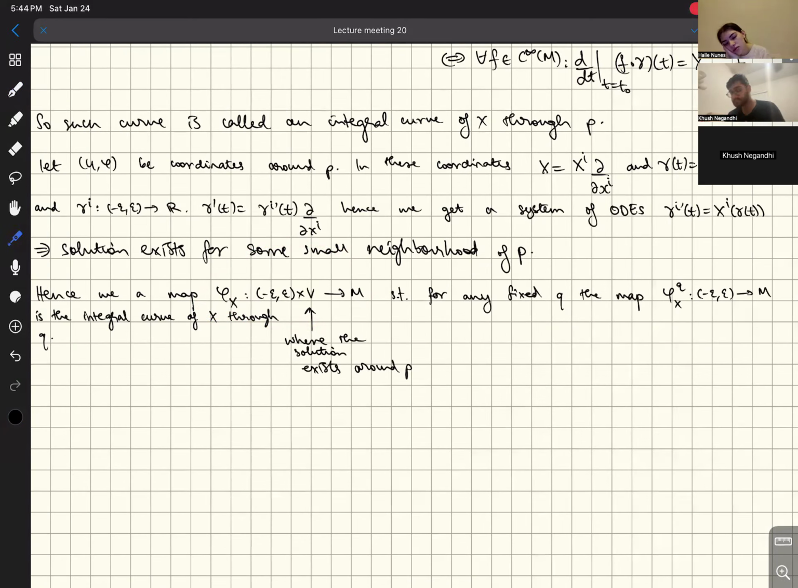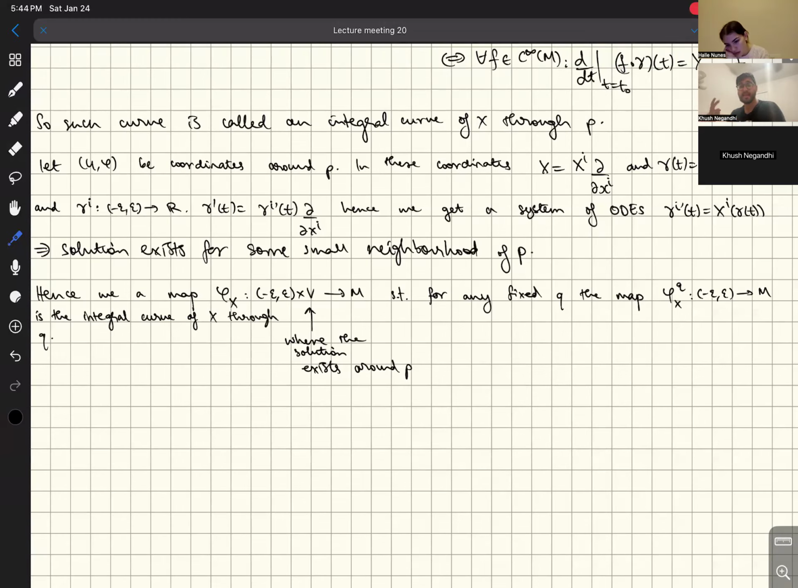So, three things happened. One, we went from an open set in M into an open set in R^n, and this allowed us to transform something about vector fields into a system of ODEs. That's the first thing that happened. We transformed from an arbitrary space into R^n.